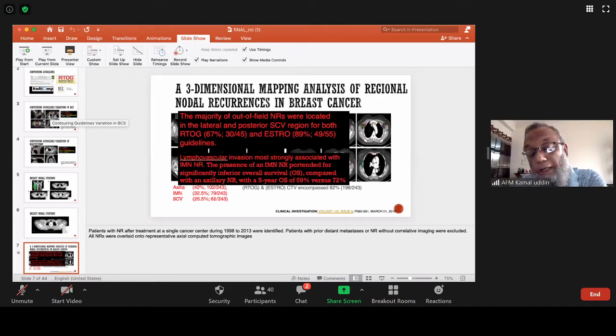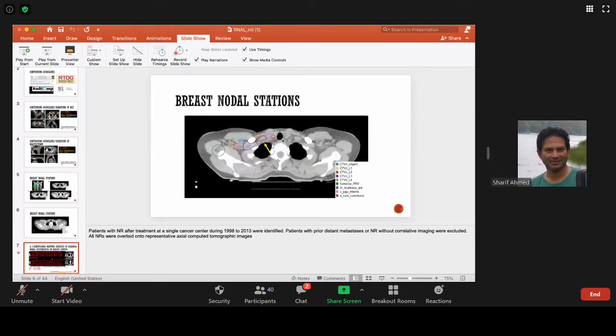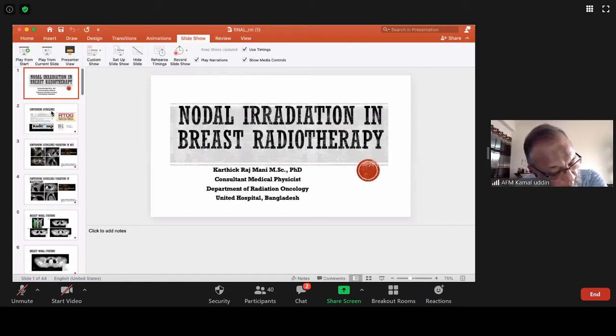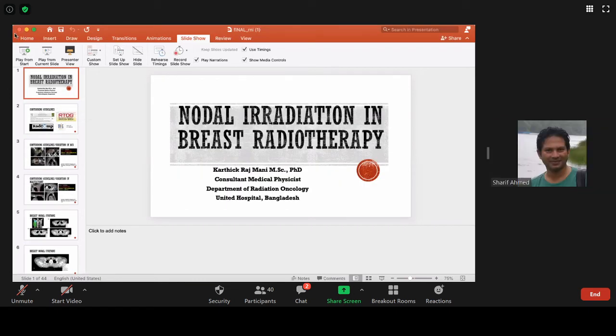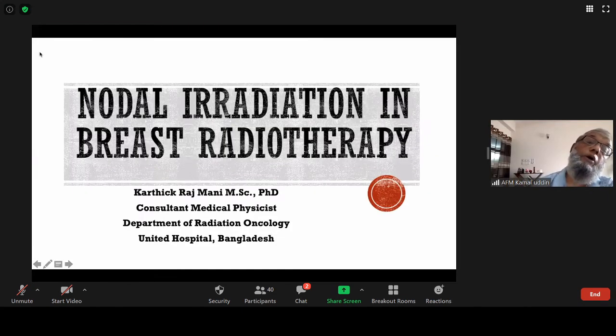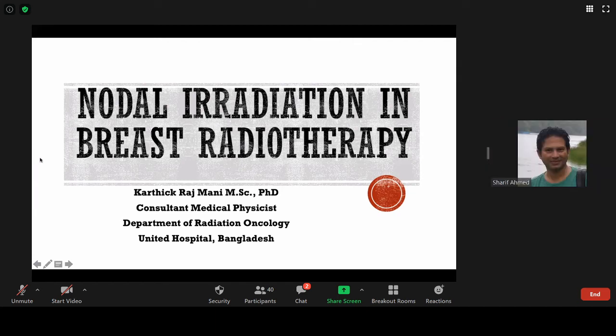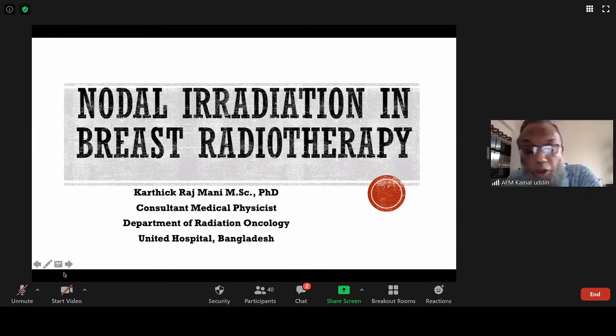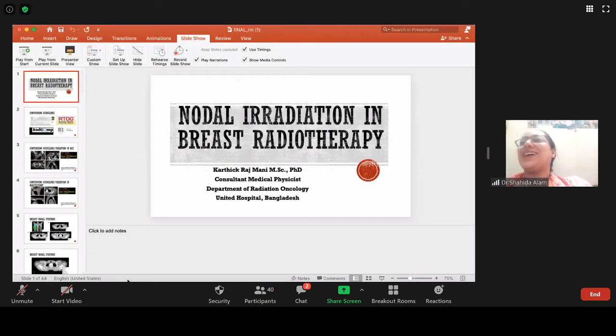Sorry, I cannot understand. Right, so if N1 onward, we should consider double modality, surgical clearance followed by nodal irradiation. I understand, you are telling that if it is a clinical N1, shall we go for surgery? Yes, yes. That is your call. Clinical N1.